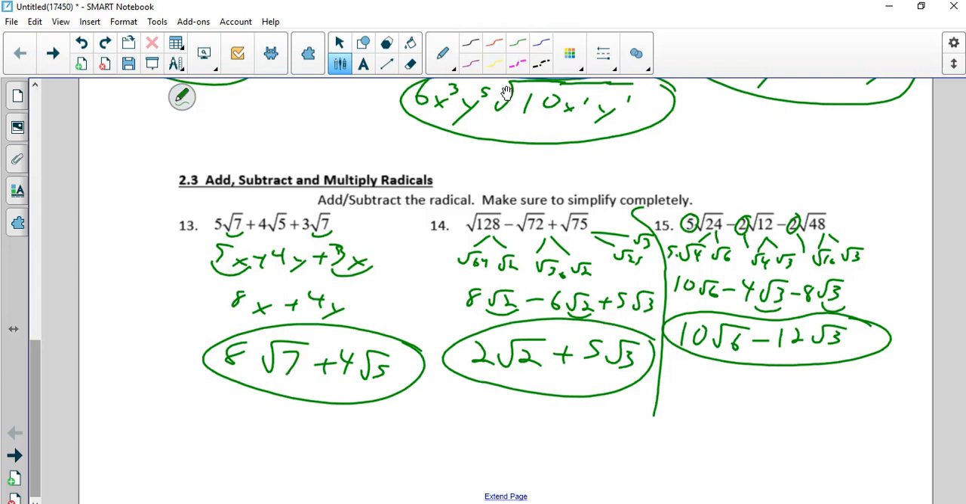Okay? So remember, think about 10x minus 12y. We stop. And here, 2x plus 5y. We stop. We already talked about 8x plus 4y here. Just think about those connections and what you know from algebra.